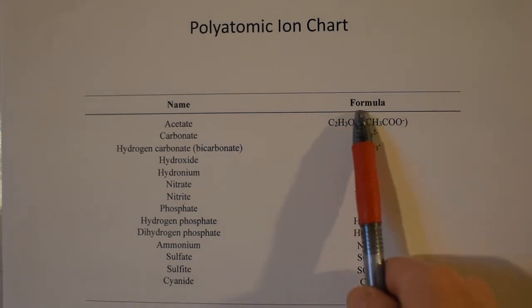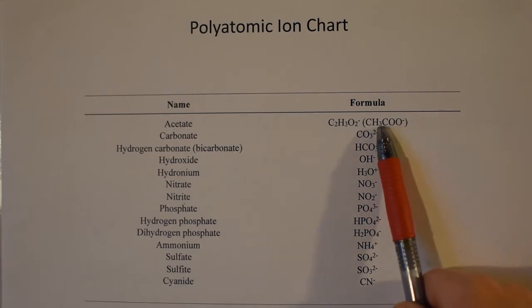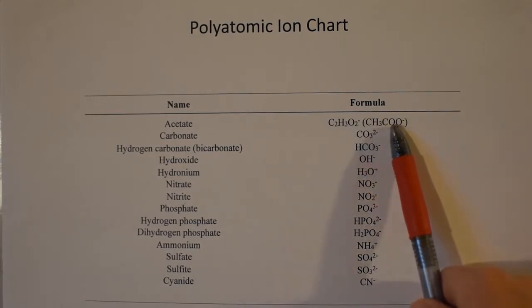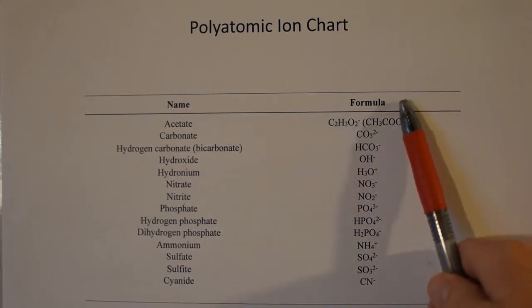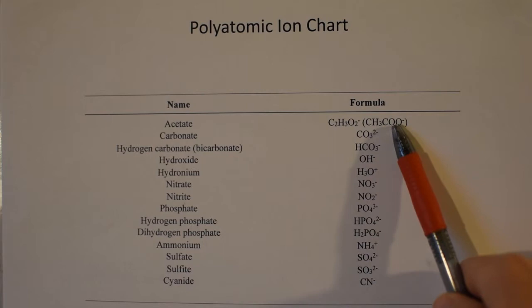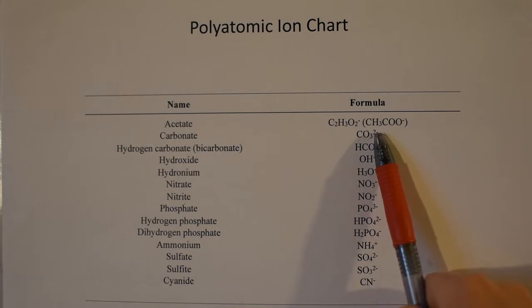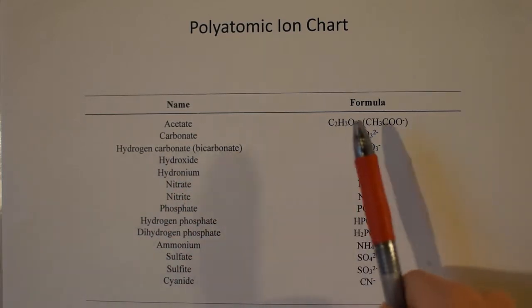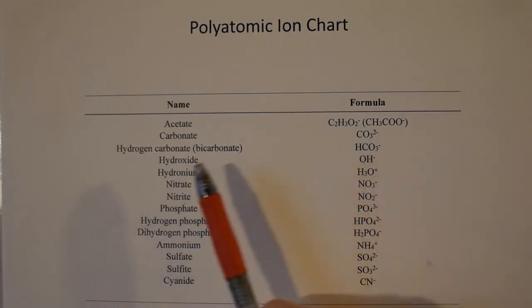Now it's usually going to be written this way in an introductory chemistry class. When you get to organic chemistry, they'll usually write it out this way, and that's because this method shows the way that the atoms are actually covalently bound together. So probably you don't need to worry about that method for now. Carbonate is CO3 with a 2- charge. Hydrogen carbonate, also known as bicarbonate, is HCO3 with a 1- charge.